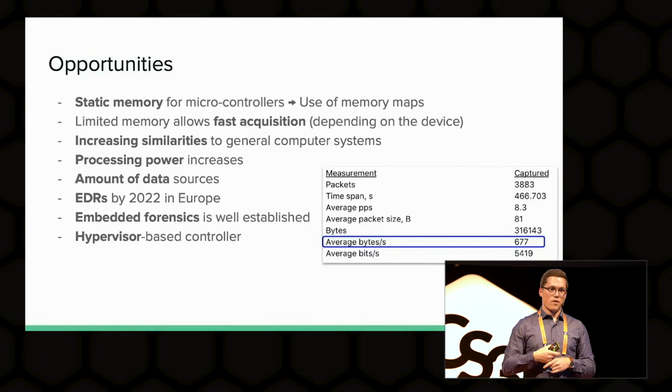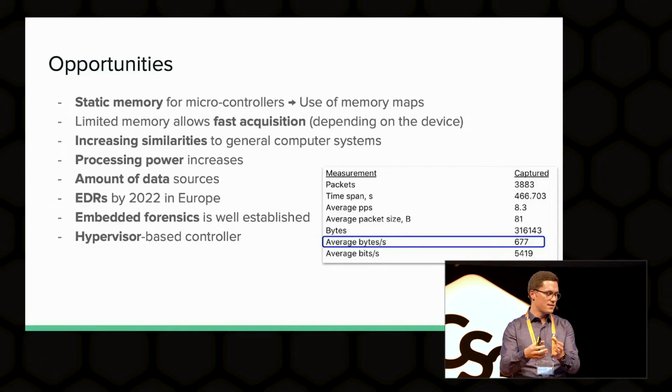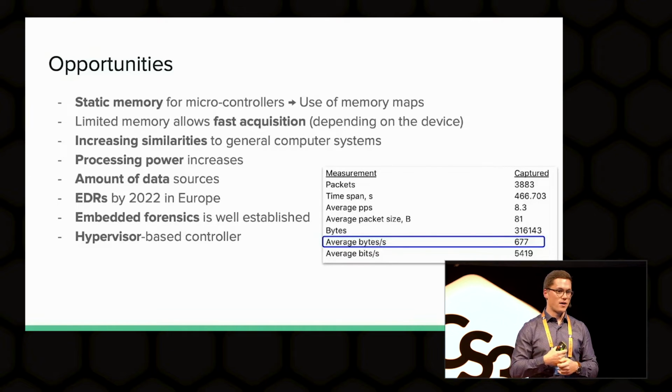I mentioned before the gap that we don't have EDRs in European cars yet. By 2022, sorry, 2020 or 2022, there is a need for event data recorders in Europe. As a result, we have one dedicated storage device where we can collect a lot of data at the beginning, so we can perform an initial triage to see if the data is usable.